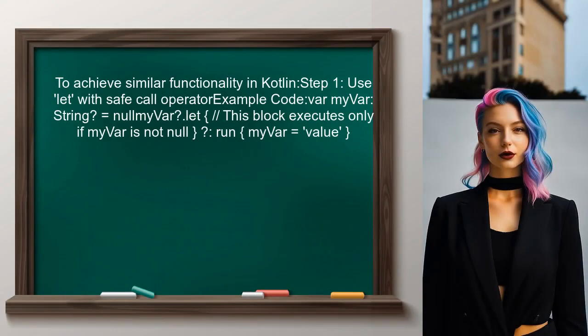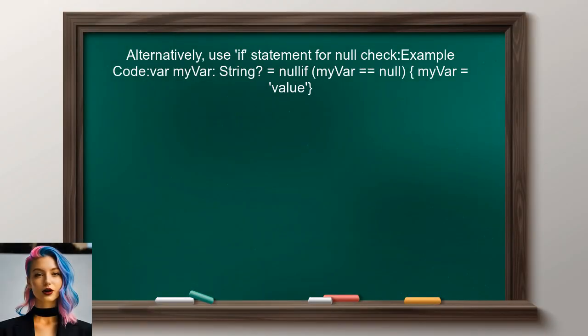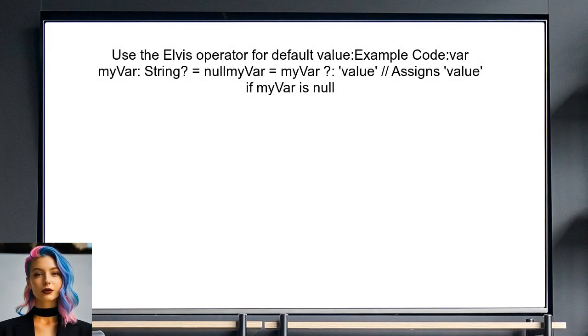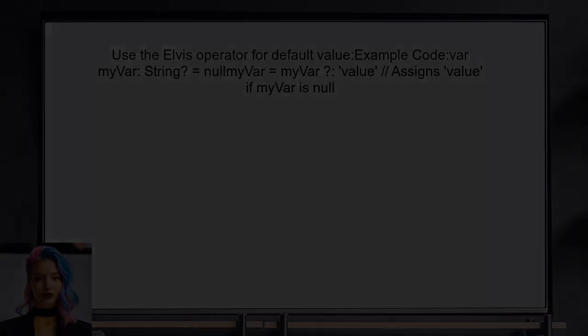To achieve similar functionality in Kotlin, the user can use the let function combined with the safe call operator. This allows for executing a block of code only if a variable is not null. Alternatively, the user can use the if statement to check if the variable is null and assign a value accordingly. This is a straightforward approach. Another option is to use the Elvis operator, which provides a default value if the variable is null. This is a concise way to handle null assignments.